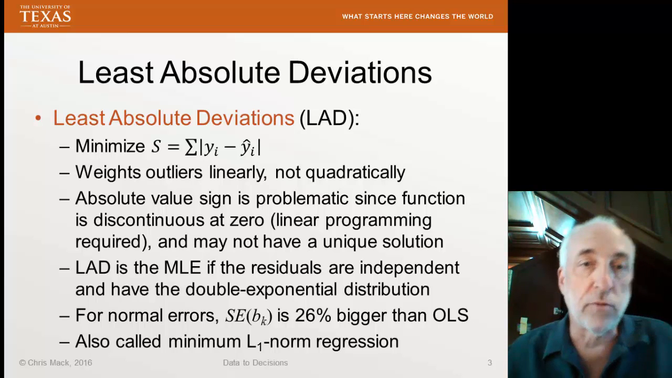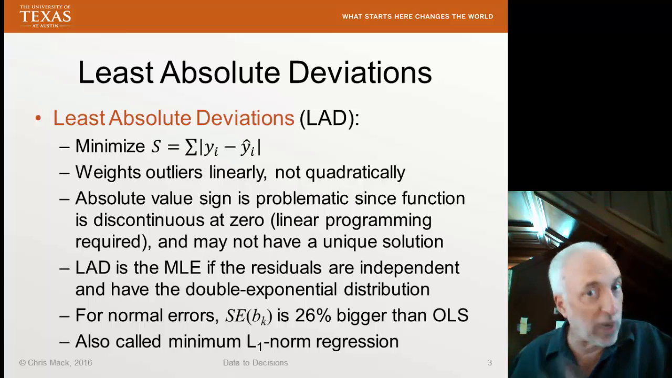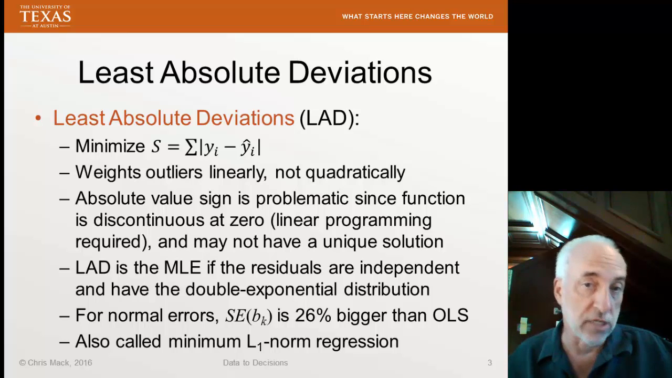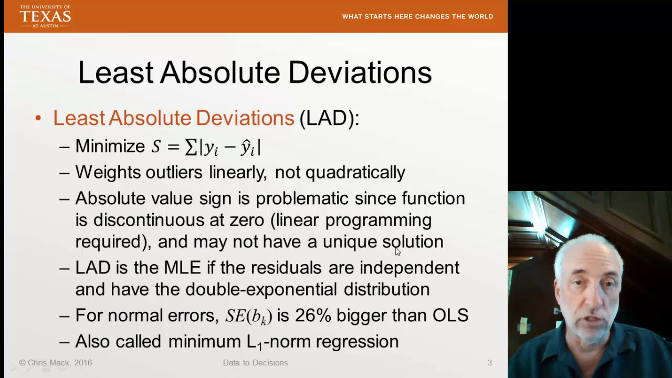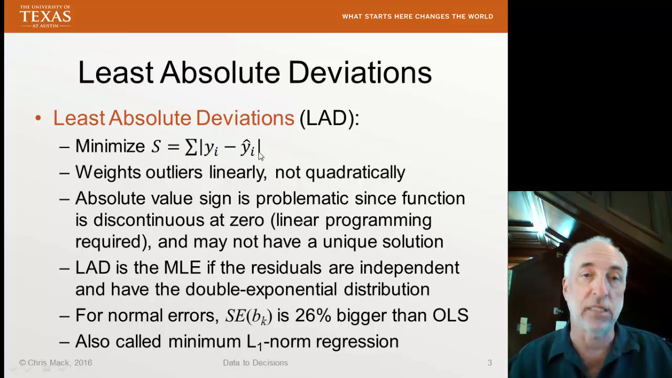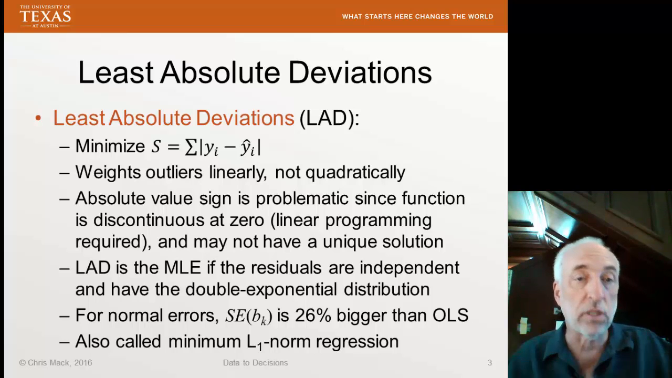One approach to robust regression is called least absolute deviations. Instead of minimizing the sum of the squares of the errors, minimize the sum of the absolute values of the deviations or residuals. So we take our data point, subtract off the model, take the absolute value, sum those up, and we will try to minimize that. In other words, outliers will be weighted linearly, not quadratically. So they'll be much less influential.